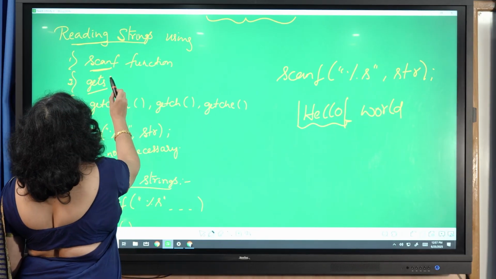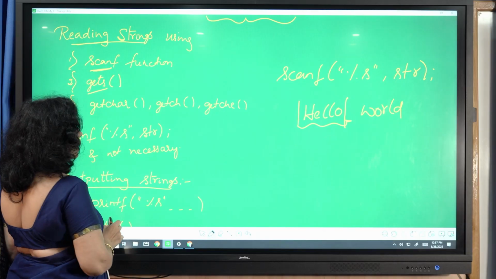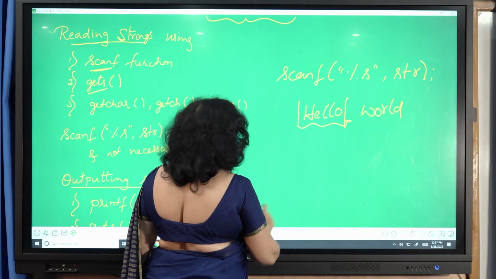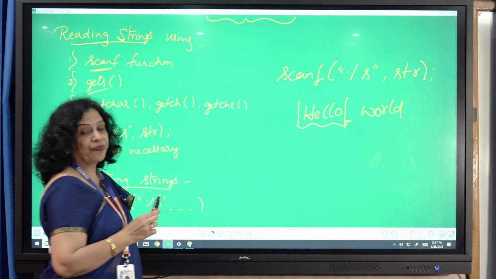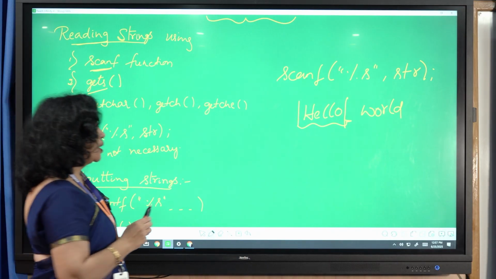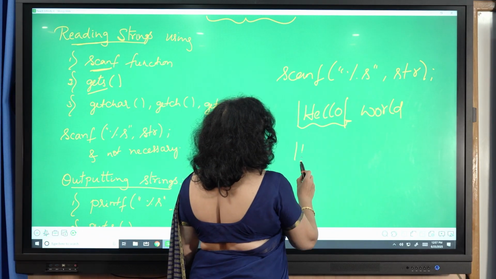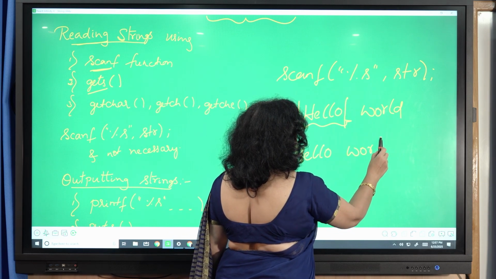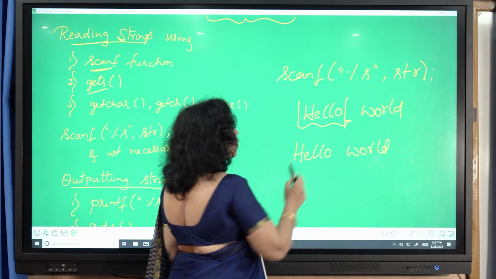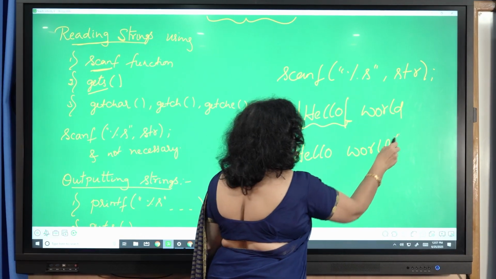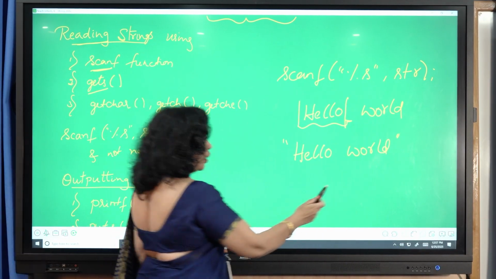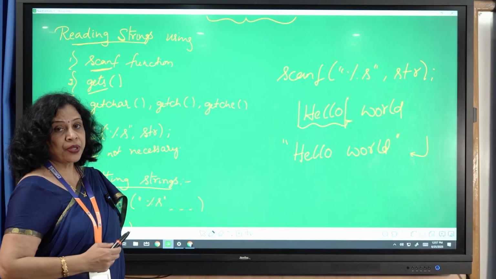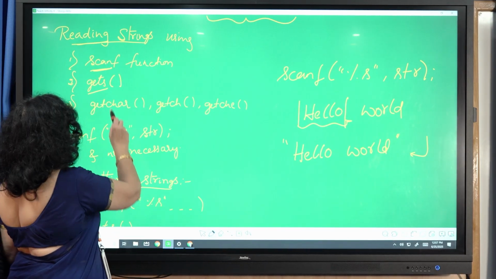Now, if we take gets, using gets we can input "hello world" together. Gets will take the string till it encounters a new line. If you use the gets function, until it sees a new line character, it is going to accept the string.